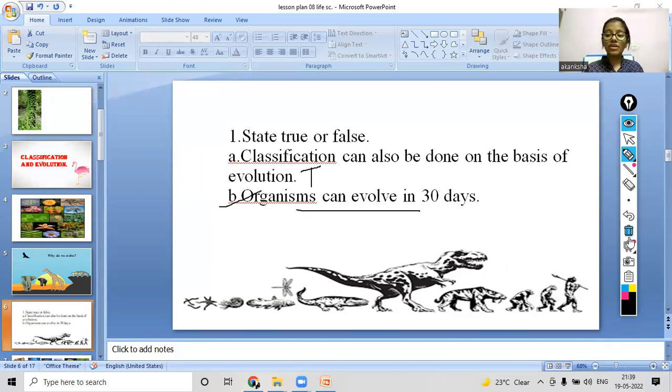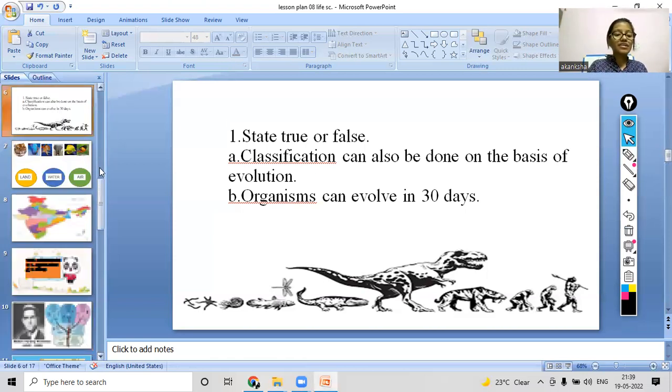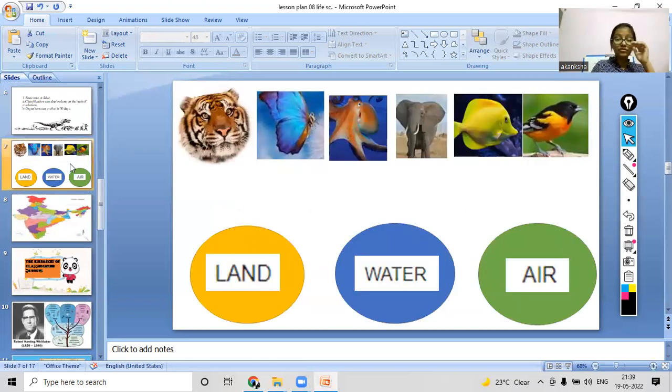Now we will move ahead and see some more details about diversity in living organisms, right? There is a small activity that we all have to do. In front of you, there are various animals and you have to match these animals with their habitat, right? First I will say the name of the animal and then you have to name the habitat, and then we will match it. You can write your answers in the chat box. So, tiger belongs to which habitat?